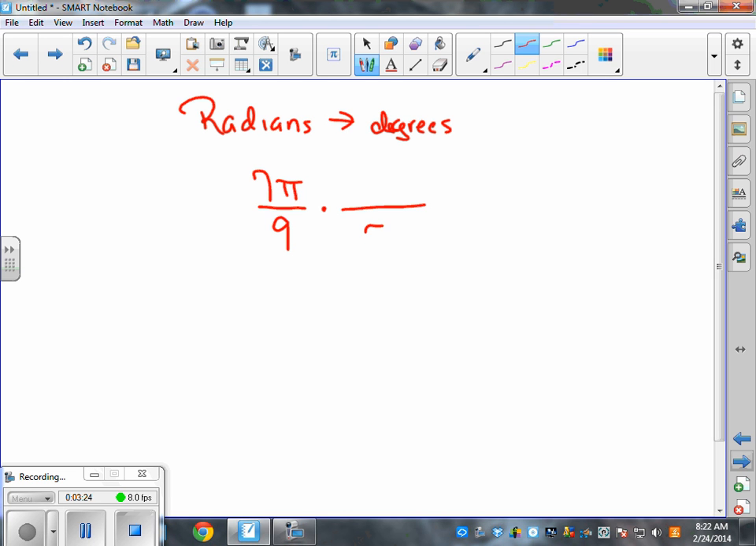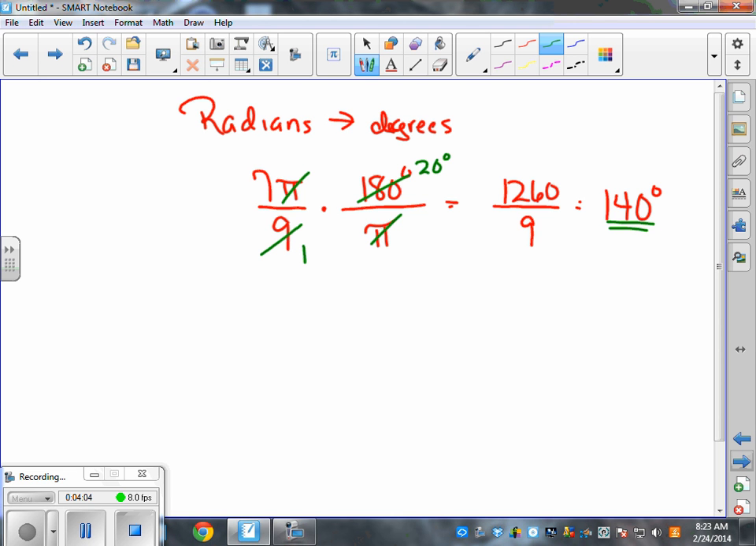This time my conversion factor is pi radians on the bottom and 180 degrees on the top. Then I'm going to cancel out the pi's. Then I could multiply across the top and get 7 times 180, which is 1260 over 9. And as it turns out, 1260 will divide by 9 and give you 140 degrees. Or a little easier way to do that would have been to cancel out between the 9 and the 180. 9 goes into 9, 1. 9 goes into 180, 20. Then I could just multiply across the tops and get 7 times 20, which is 140 degrees.